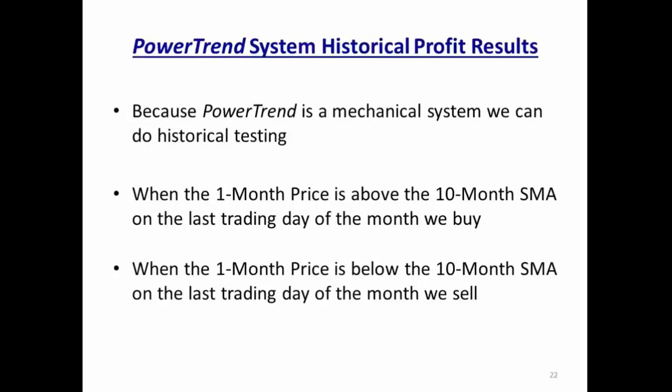Now, because PowerTrend is a totally mechanical system, we did some historical testing, and when the 1-month price of a stock is above the 10-month SMA on the last trading day, then we bought the stock in the test, and when the 1-month price is below the 10-month SMA on the last trading day of the month, we would sell the stock. So those are the parameters for our historical testing.